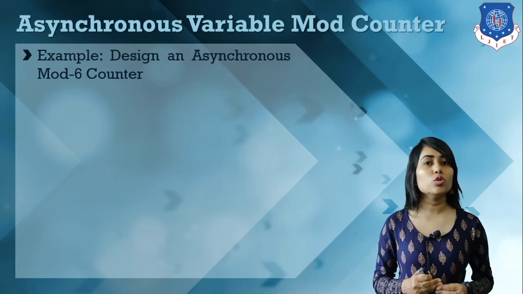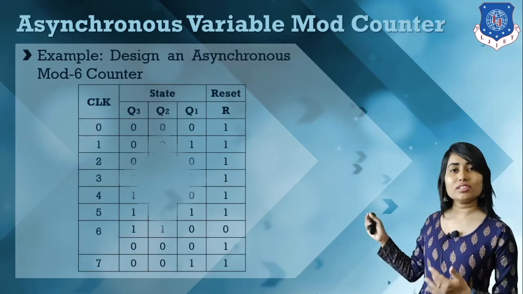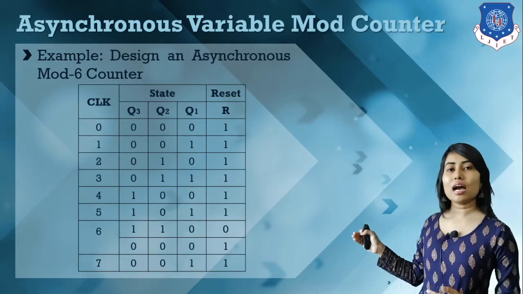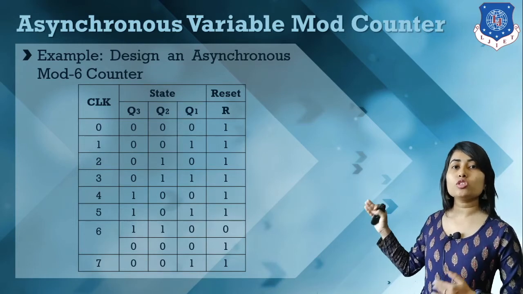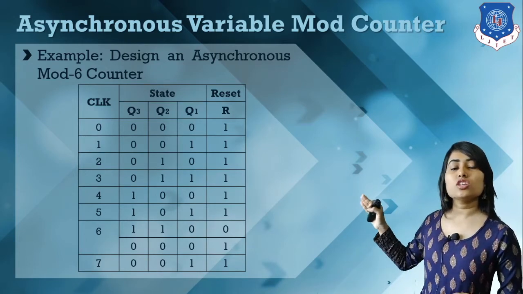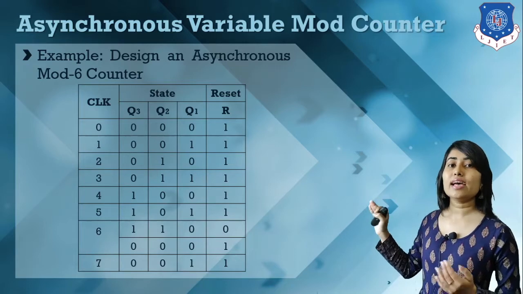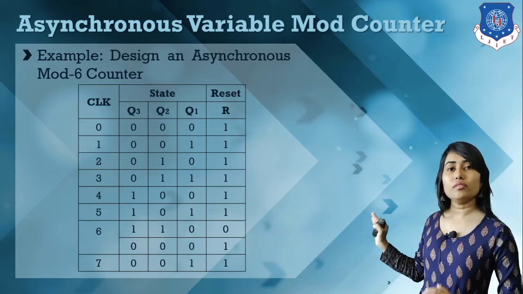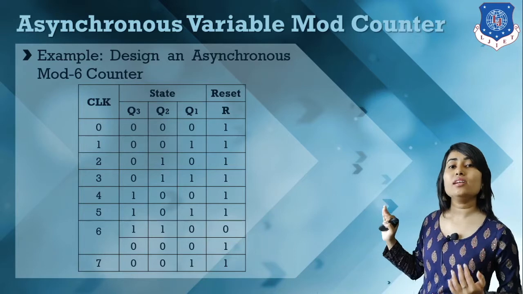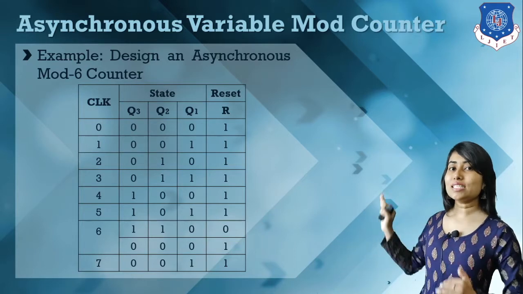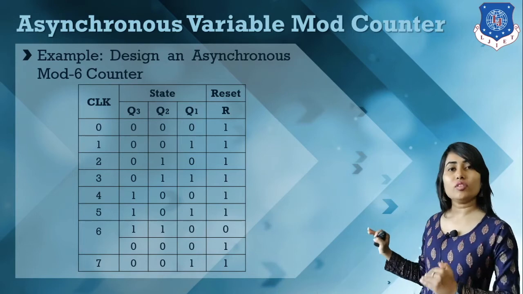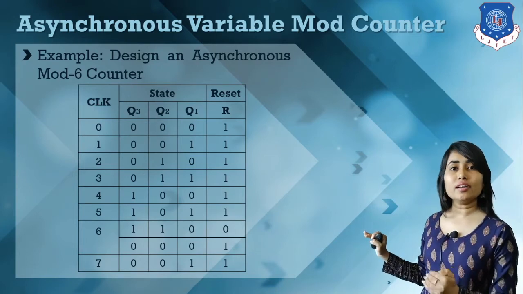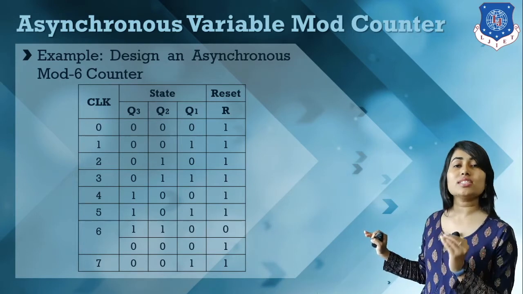Here we have a mod 6 counter, and here we have this table. We have to use 3 flip-flops, Q3, Q2, Q1. Basically it will count like this: 0 0 0, 0 0 1, then 0 1 0, then 0 1 1, then 1 0 0, then 1 0 1. Total 6 values. Here we have to end our sequence, and then our flip-flops must be cleared, and our counter will start from 0.